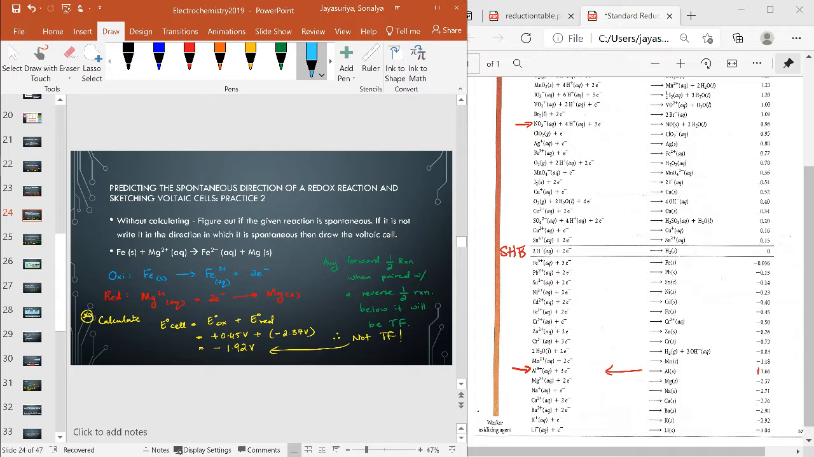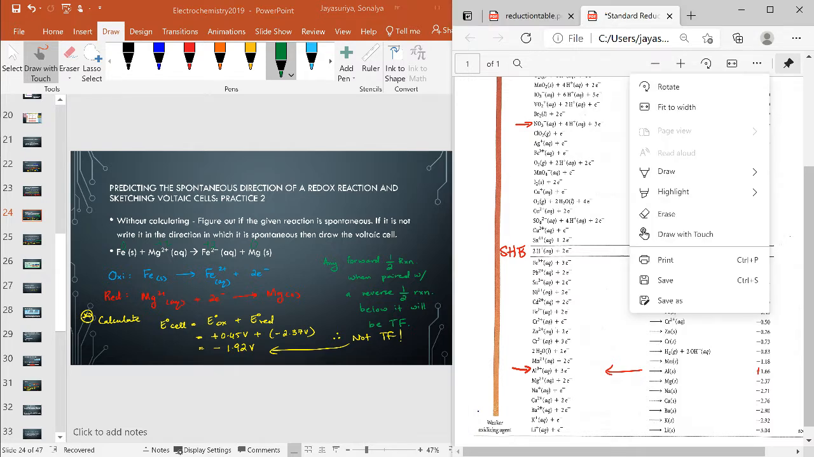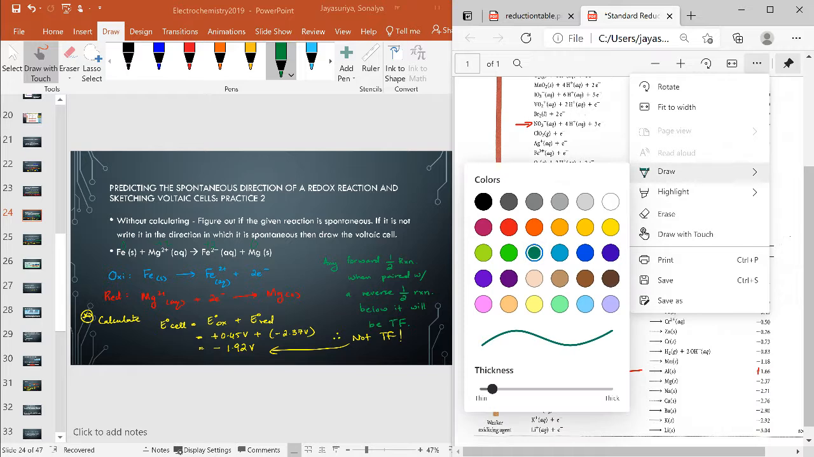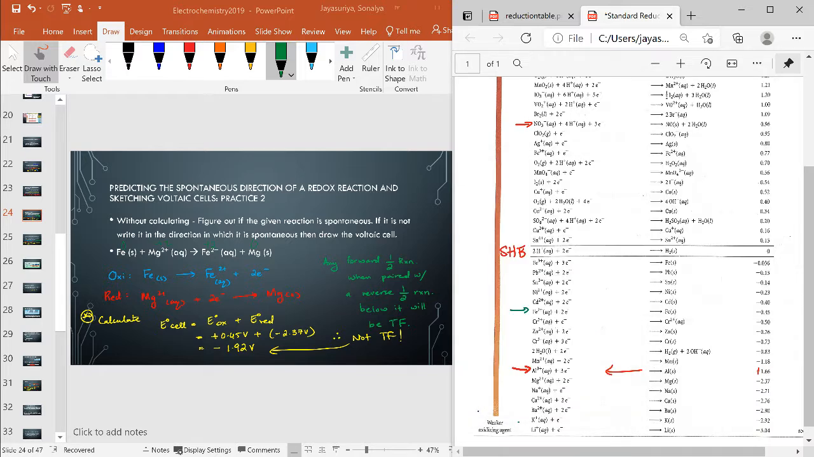Okay, now let's look at these two equations. We are trying to predict the direction of the redox reaction. And if it is thermodynamically favorable, you have to draw the galvanic cell. So over here, iron is going from 0 to +2, that's oxidized. Magnesium is going from +2 to 0, that's reduced. So let's look at the locations of iron and magnesium. This is iron 2, don't mix it up with iron 3, okay? Let's find iron 2. Aha, right there. That's the one that I will mark in green. So here's iron 2.